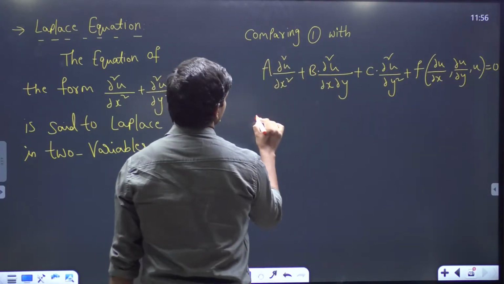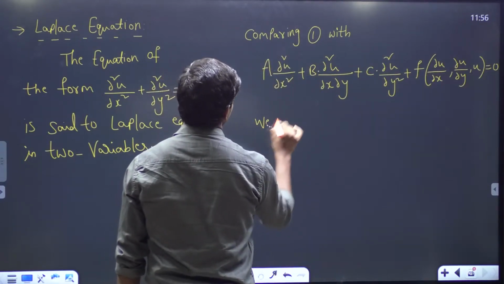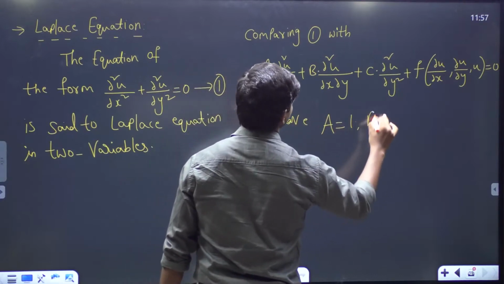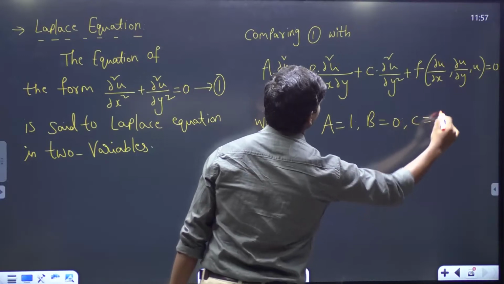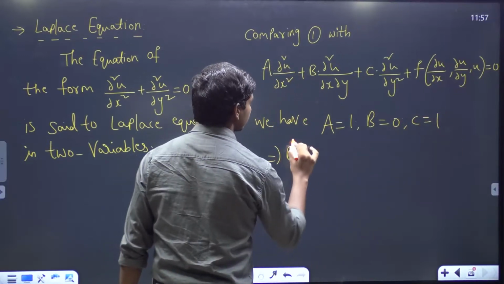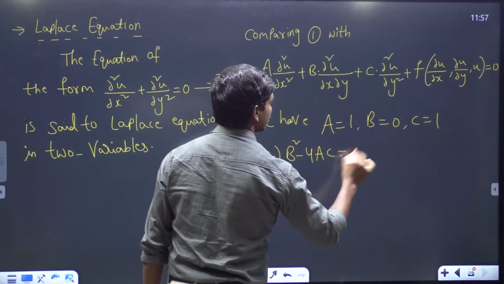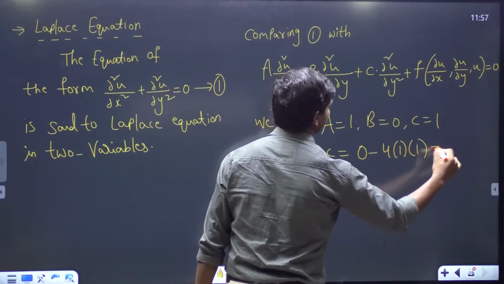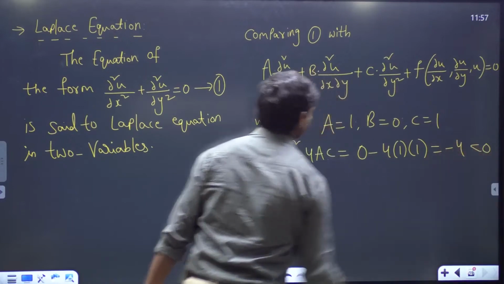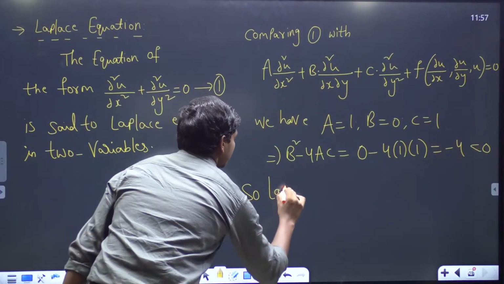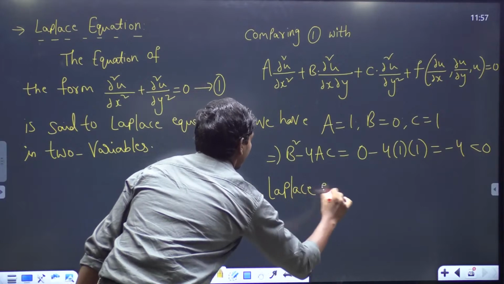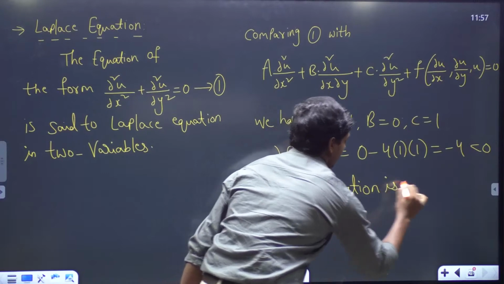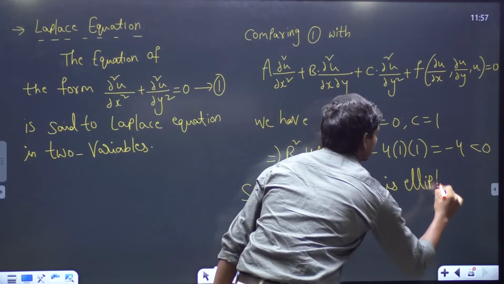Okay, so if you compare these values, we have a is equal to 1, b is equal to 0, and what about c? Again 1. So this implies b square minus 4ac, which means 0 minus 4 into 1 into 1. So if you see, this is minus 4, which is less than 0. So the Laplace equation is elliptic in nature.